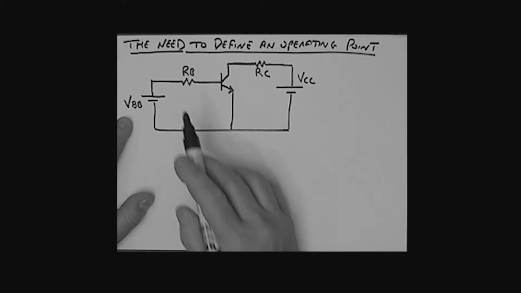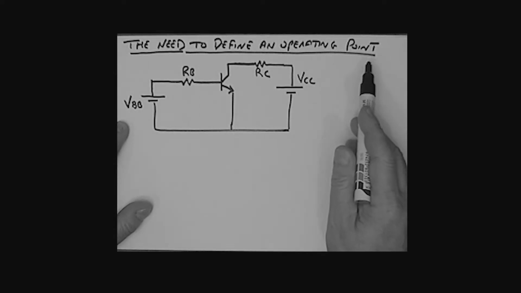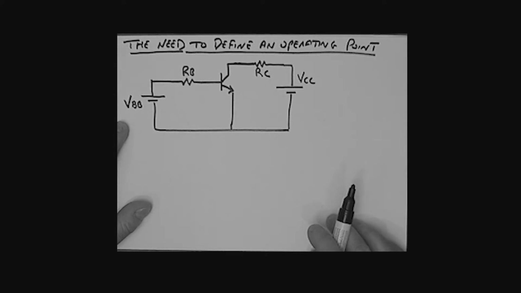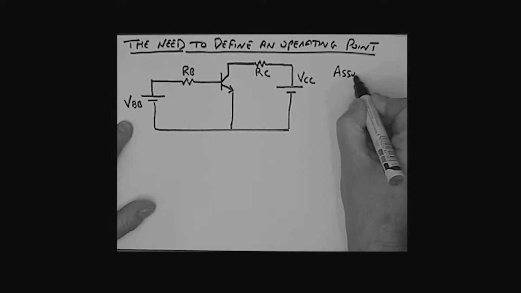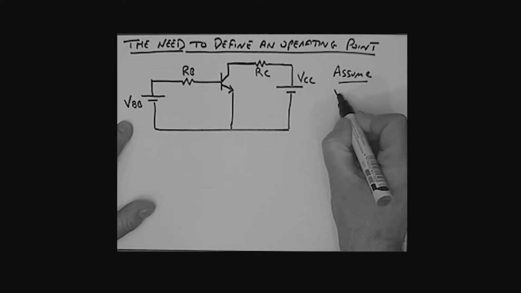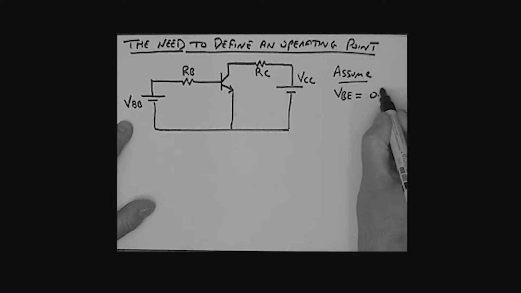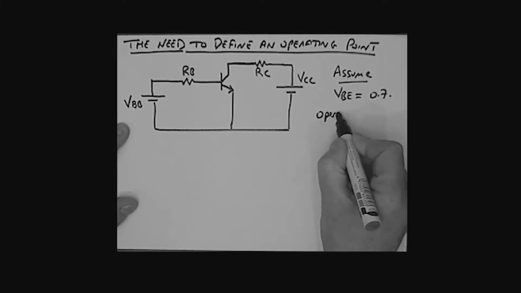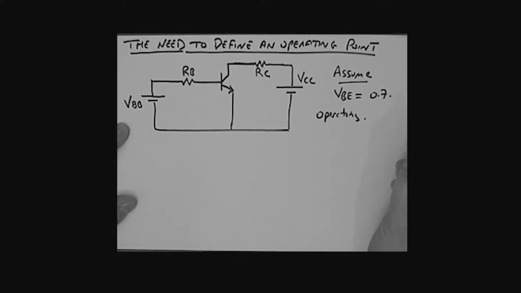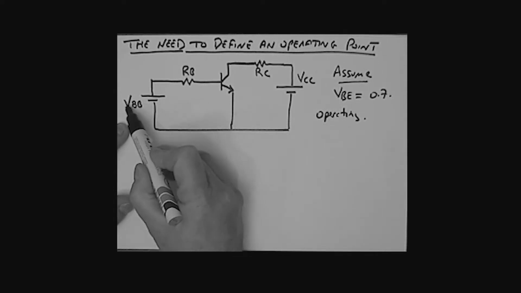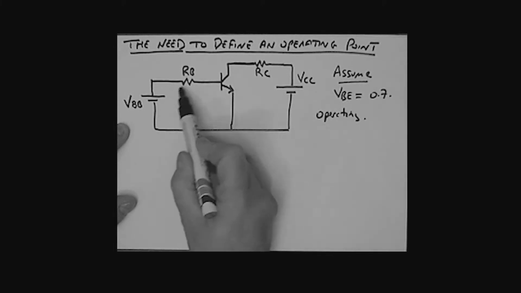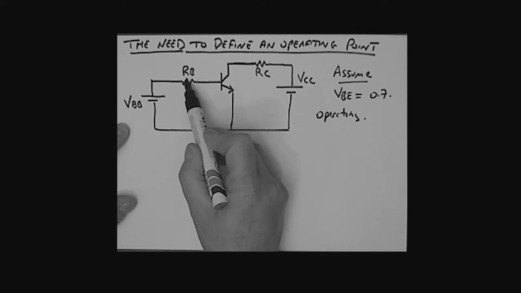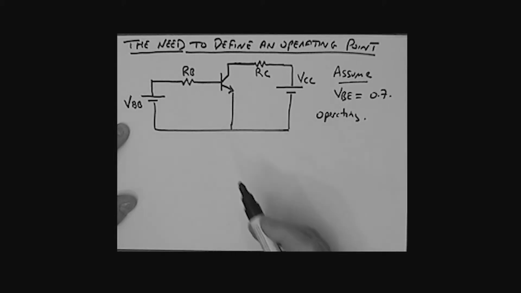Let's talk now about the need to actually define an operating point and what this operating point is all about. First of all, as far as the input is concerned, we're going to assume that VBE is equal to 0.7. Now, what about this operating point? How do we find it? If I've established, for example, a certain VBB here and a certain RB, that's a fixed resistor, I've got a certain base current flowing in that circuit. I'm going to be on a certain characteristic curve.